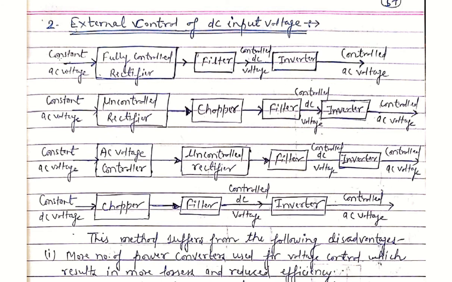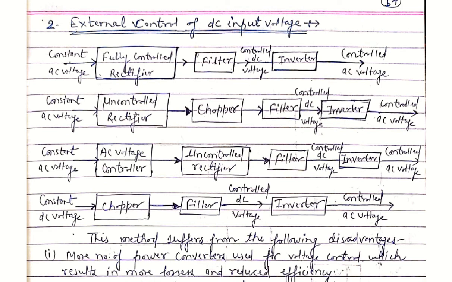The first method is using a fully controlled rectifier. A constant AC voltage is applied to this controlled rectifier, which converts AC to DC and provides the DC input voltage. This is then smoothed by a filter, which removes the harmonics and ripples from the DC output voltage of the fully controlled rectifier, and this smoothed DC power is provided to the inverter input.